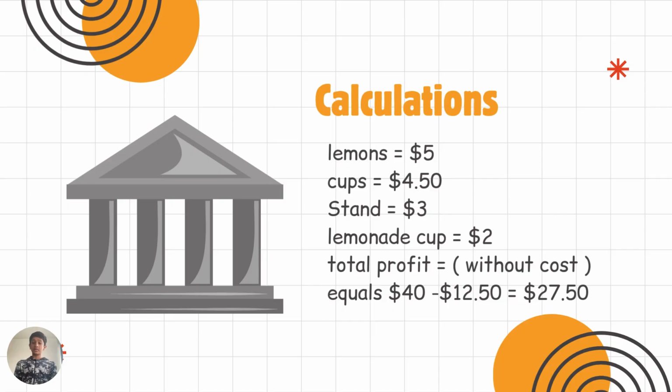Calculations. So, this is for the lemonade stand. Lemons cost $5. Cups cost $4.50, stand cost $3, lemonade cost $2. The total profit without the costs equals $40. So you have 20 cups, minus $12.50. That's all of the lemons, cups, stands added together, which is $12.50. So your final profit is $27.50. That is a good amount that you earned, right?